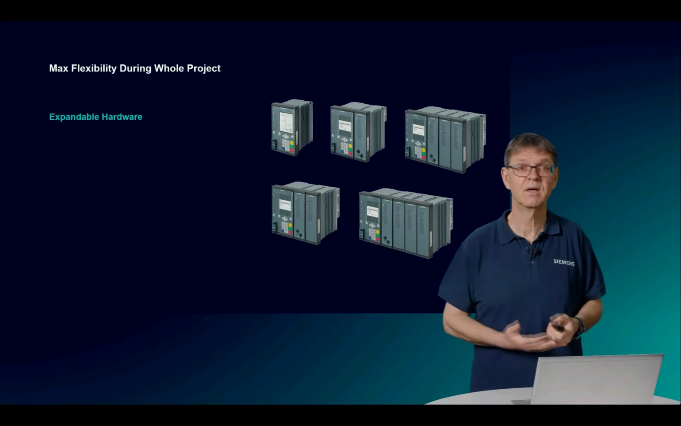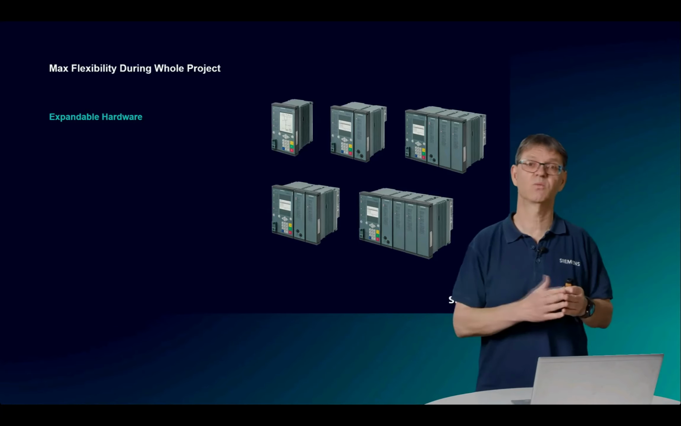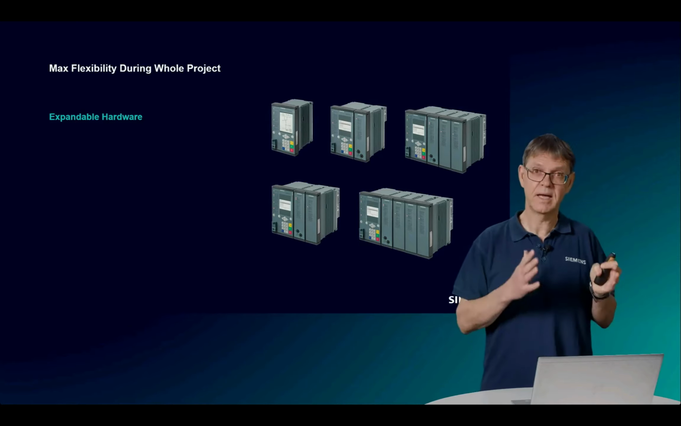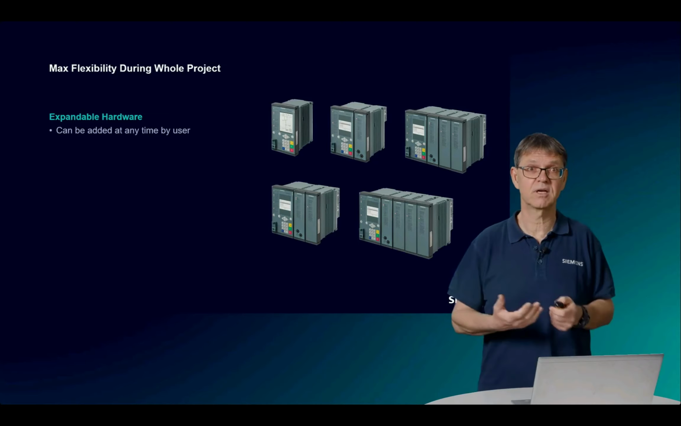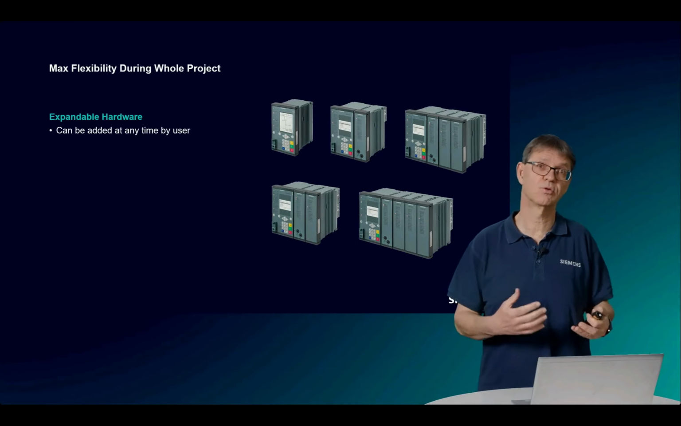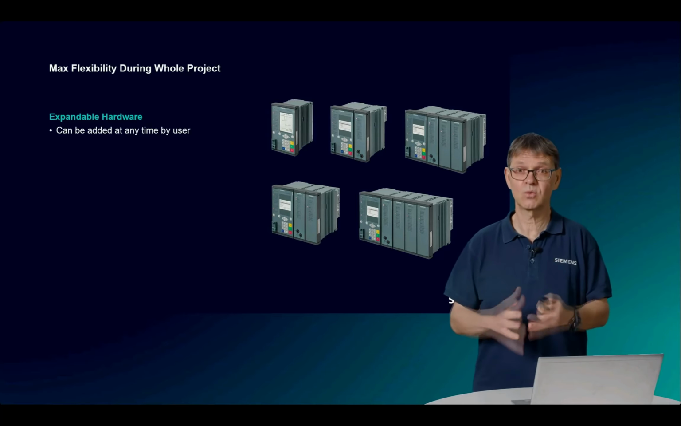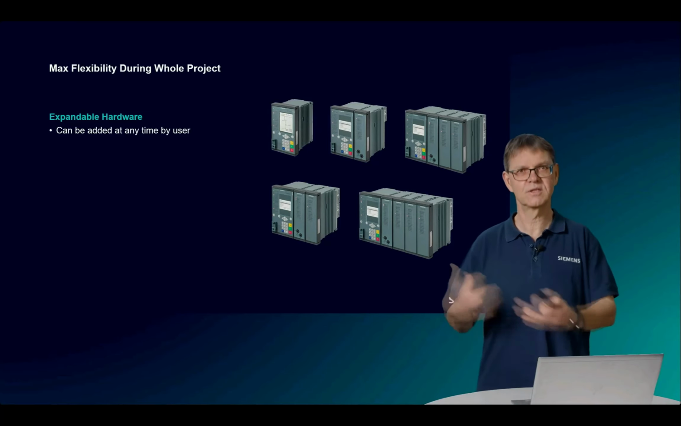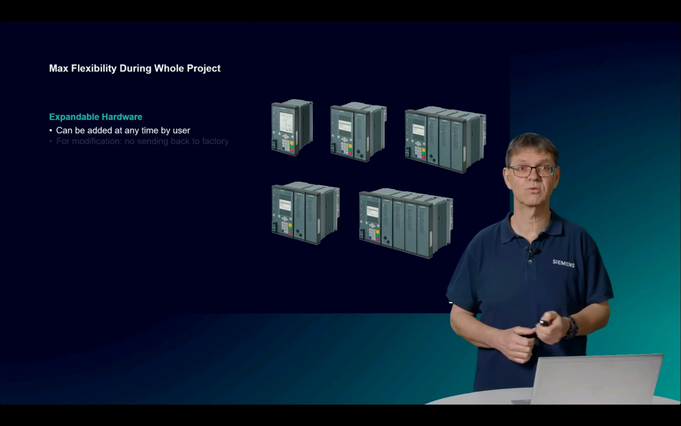What does this mean? First, we have an expandable hardware, as you can see here. That means you can buy the device with various hardware sizes right from the beginning, but you can also add hardware modules, as you can see here on the right-hand side, during the whole lifetime of the device. During the project, if something comes up and you need more IOs, for example, you just order an expansion module. You don't need to throw away or use in another way the device and buy a new one. You just order this expansion module.